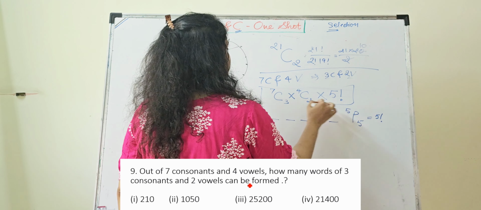Many students get confused and stuck with this part only. They think only this much is the final answer. But you are not just selecting, correct? You are internally arranging those, and that final answer is nothing but what? 25200. Option number 3. Okay? Option number 3.